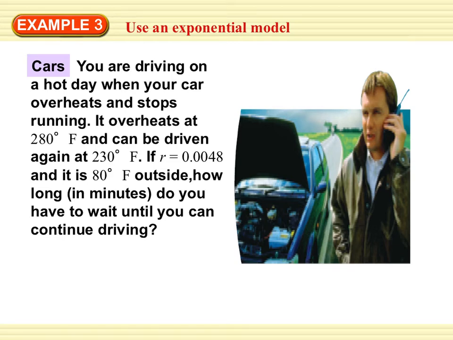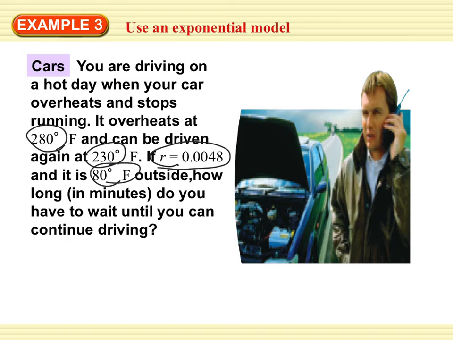Okay, here's our example. We're going to work with that equation. You're driving on a hot day when your car overheats and stops running. It overheats at 280 degrees Fahrenheit and can be driven again at 230 degrees Fahrenheit. If my R value is 0.0048 and it is 80 degrees outside, how long in minutes do you have to wait until you continue driving? Okay, stop fretting. This isn't that bad.